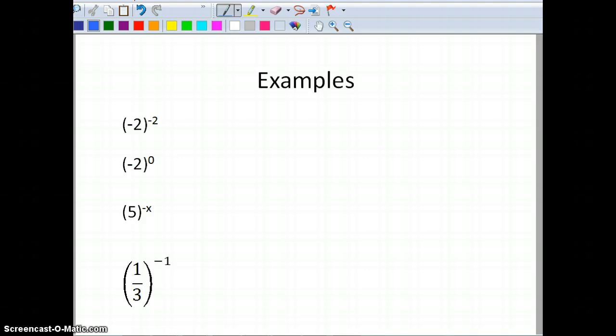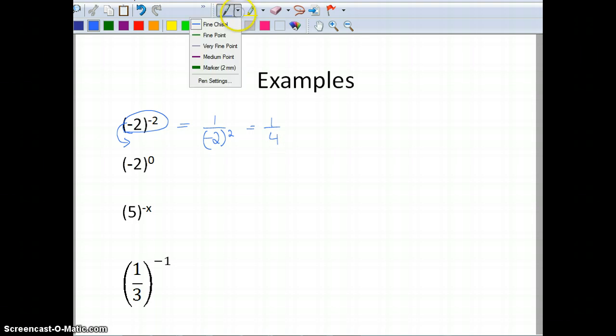I have negative 2 raised to the negative 2 power. Well, that's the same thing as, I'm going to take negative 2 to the negative 2 power and bring it down. So I have 1 over negative 2 squared. That's 1 over 4, 1/4. Okay, negative 2 to the 0. That one's my favorite. Anything to the 0 power is 1.